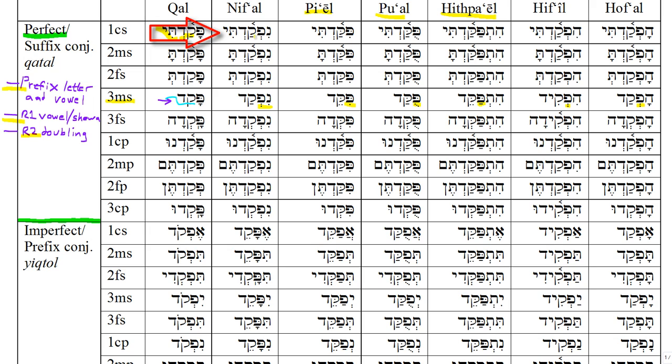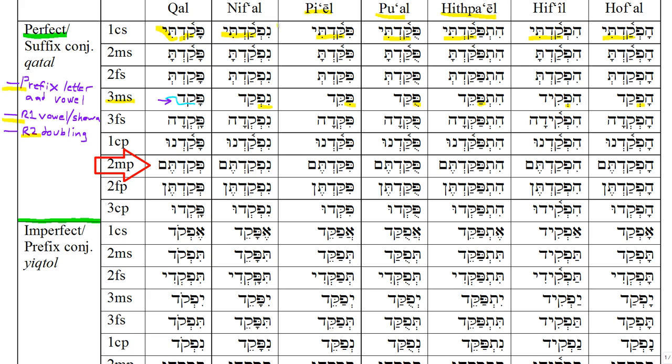So for the nifal, we have kadti. The piel, kadti. The pual, kadti. The hithpael, kadti. The hifil, kadti. The hofal, kadti. So the kal gives you everything from the second root letter, theme vowel, to the left to the end, including the vowel or schwa under the third root letter and then the ending itself.